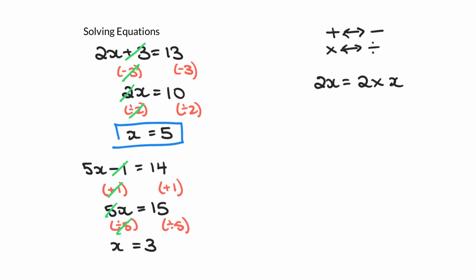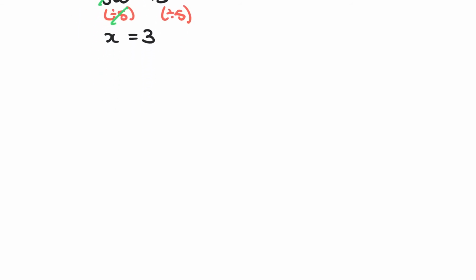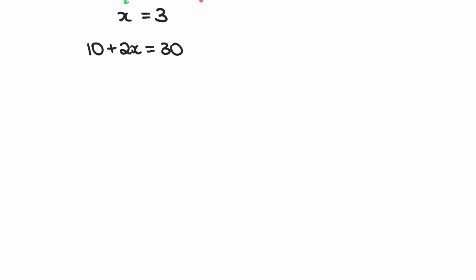So those are our first two examples set out in quite a similar fashion. We just changed that add of the constant to a subtract. So sometimes the equations look a little bit different. So that's what our third example will be. And our third example is 10 plus 2x is equal to 30.